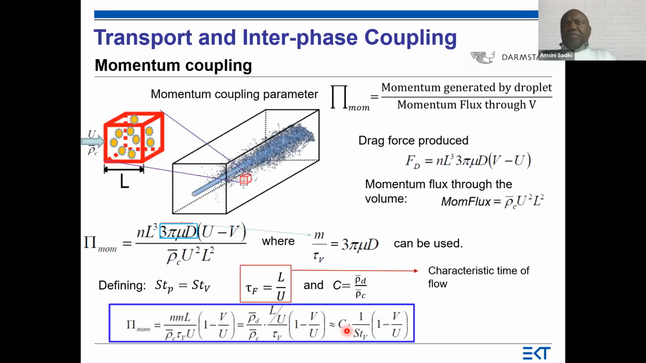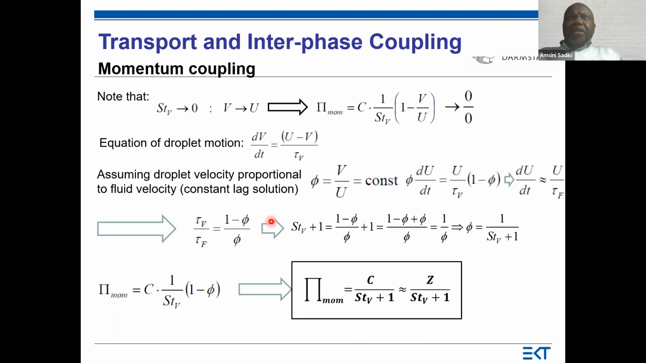But this expression is a little bit of a problem, because if we assume that the Stokes number goes to 0, this means that the velocity of the particle goes to the velocity of the flow. And if this is the case, then we will have here 0 divided by 0. So we see here it will give 1, and we will obtain 0 divided by 0 here, and that is not what we want to get.